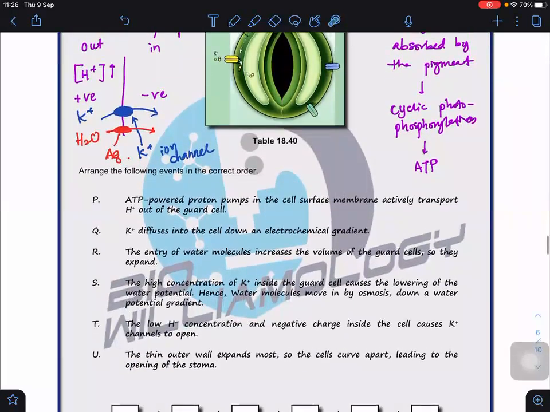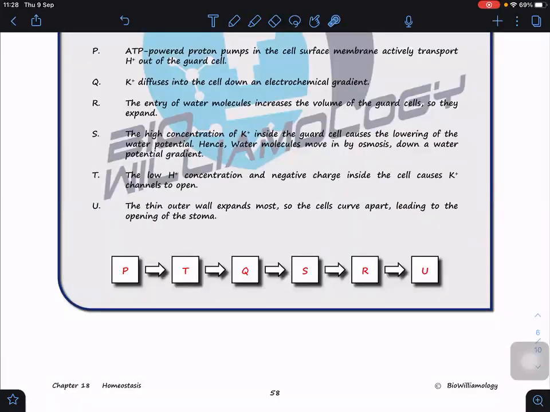So you can try the question now. First, we can see that ATP powers the proton pump in the cell surface membrane to actively transport H plus, or protons, out of the guard cells. So therefore, the concentration of H plus inside the cells is lowered and the inside of the cells becomes negatively charged. In this case, we call it hyperpolarization. It becomes more and more negative in this case.